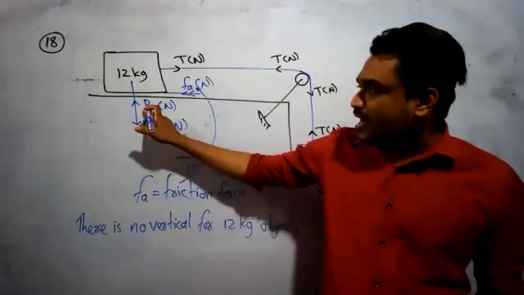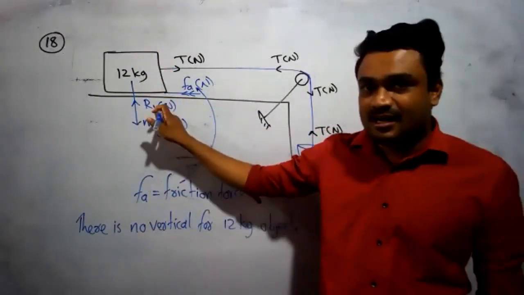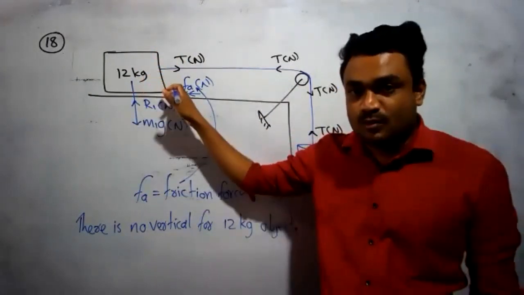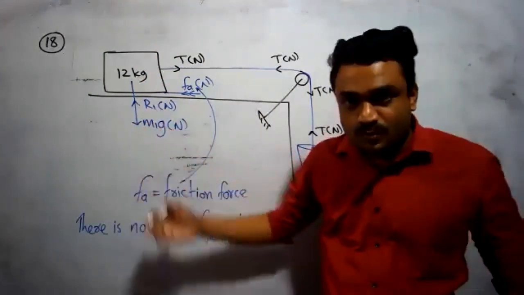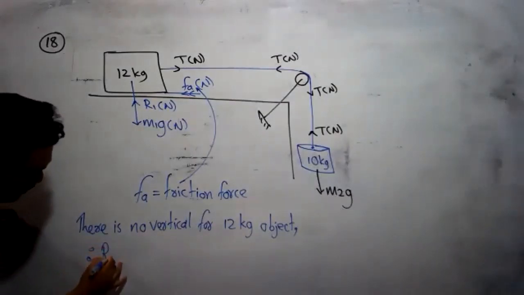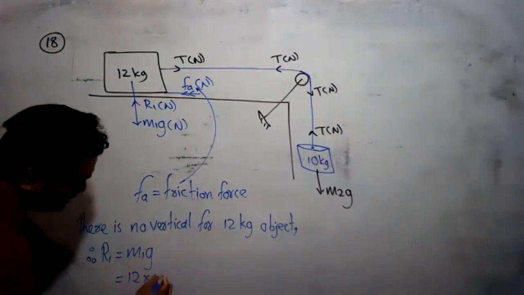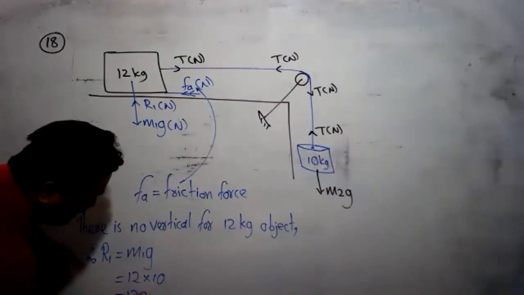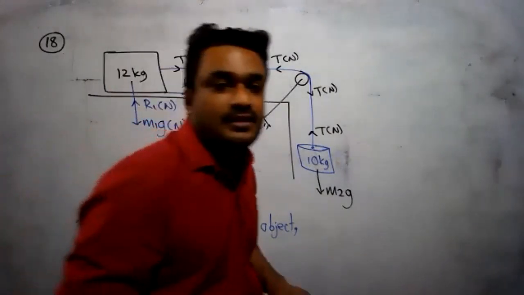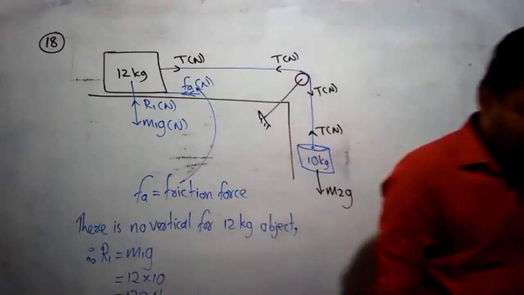Got it? If R1 is bigger than M1G, the object will move up. If M1G is bigger than R1, the object will move downward. As the object is not moving up or downward, R1 and M1G should be the same. Therefore, we can write that R1 equals M1G. M1 is 12, g is 10. Therefore, R1 is 120 Newton. The normal reaction force given by the surface to the 12 kg object is 120 Newton. Right, India?